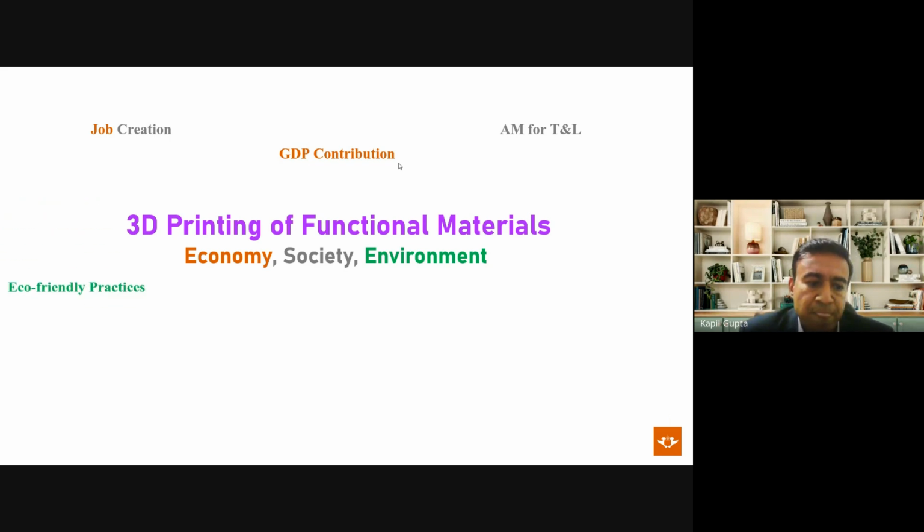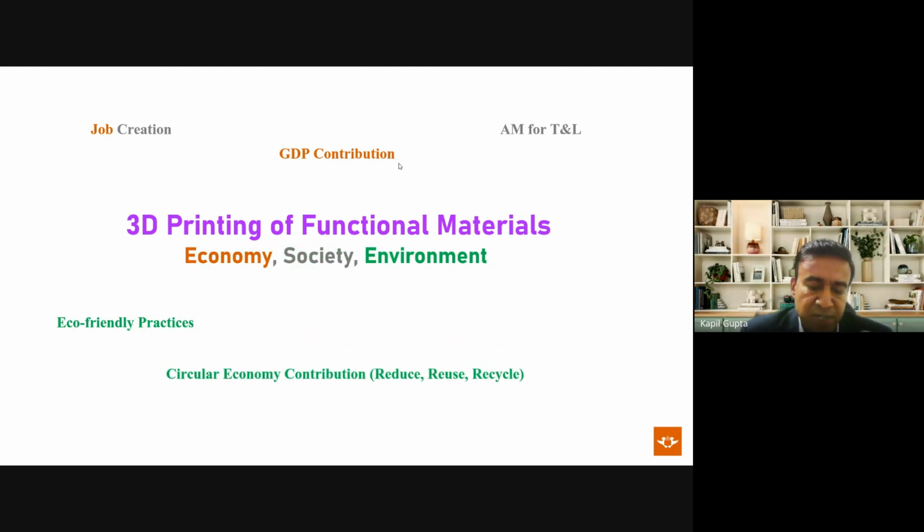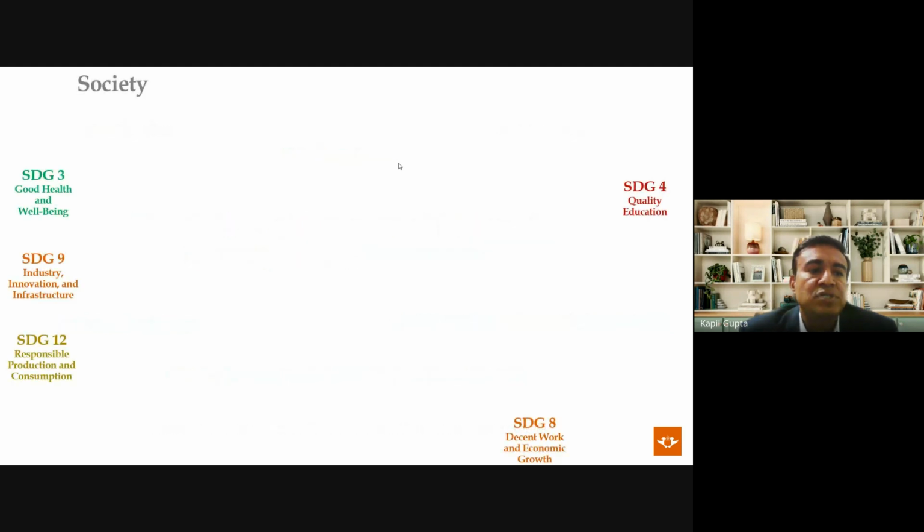We'll see. Then eco-friendly practices are possible due to 3D printing, less material, and quick processing time. Circular economy interventions are possible. It can support the circular economy that is based on the concept of reduce, recycle, and reuse. Responsible and on-demand manufacturing, it is called. Cost-effective and time-efficient fabrication of complex products is possible by 3D printing. Although there are some limitations of 3D printing, we are looking towards the positive side. So let's go ahead. How it supports society.